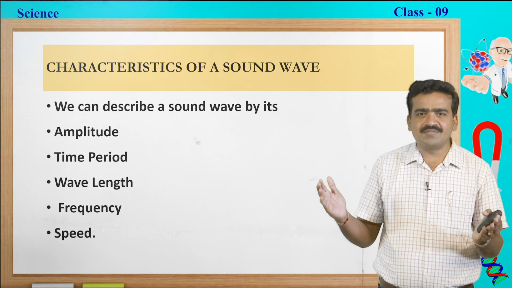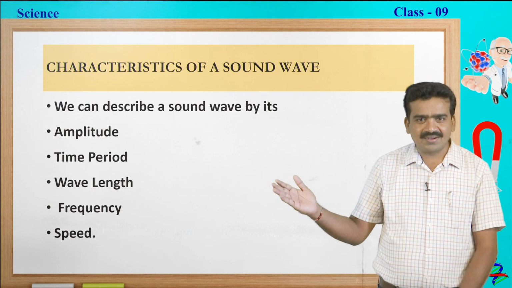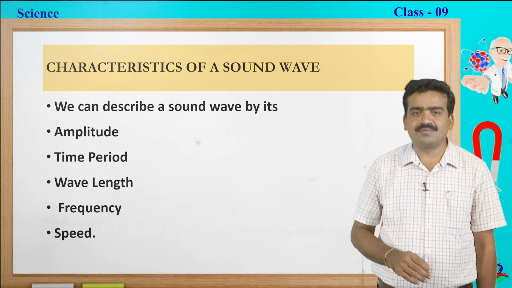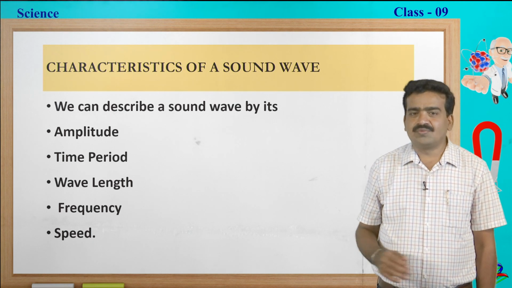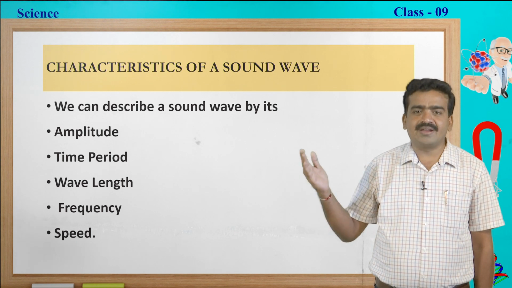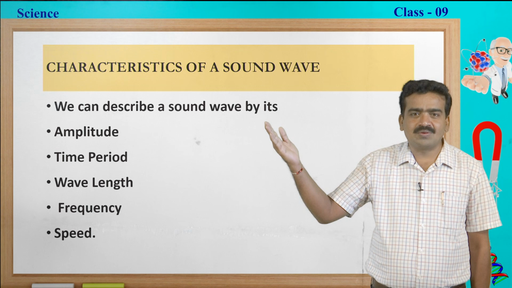A sound wave can be described by its amplitude, time period, wavelength, frequency, as well as speed of the wave. So, we have to understand the meaning of amplitude, time period, wavelength, frequency and speed to understand sound waves.